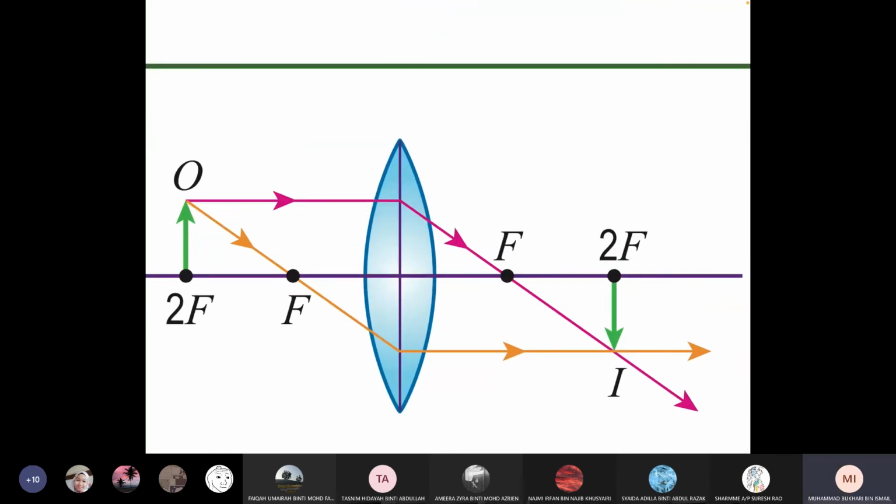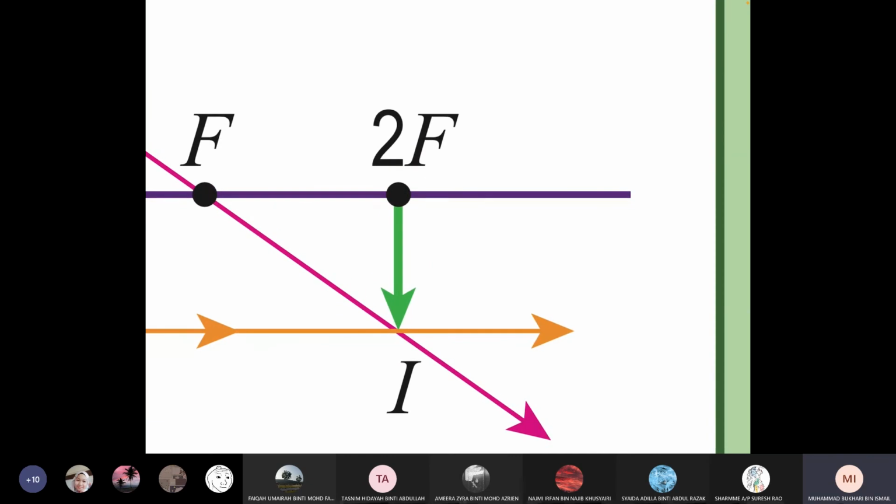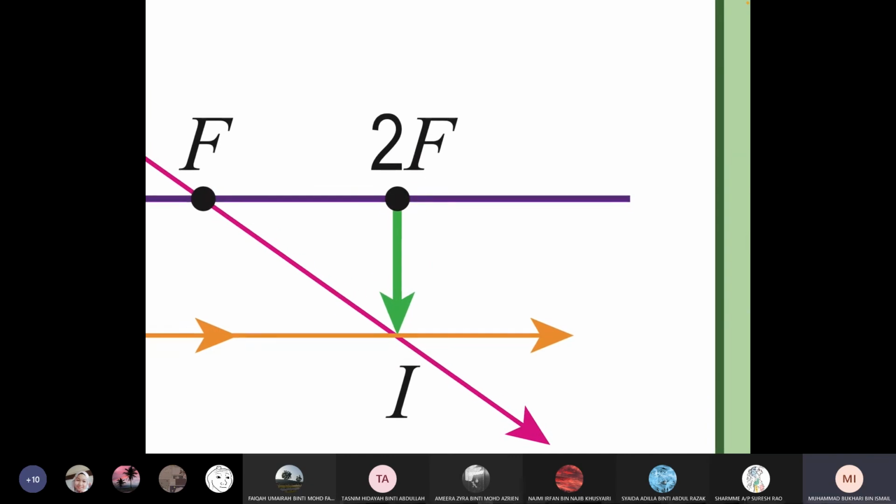You can see we have the second row. The purple arrow is the second row, and the orange arrow is the third row. Then you can see the intersection. Here is the intersection, and the intersection is exactly on 2F also.